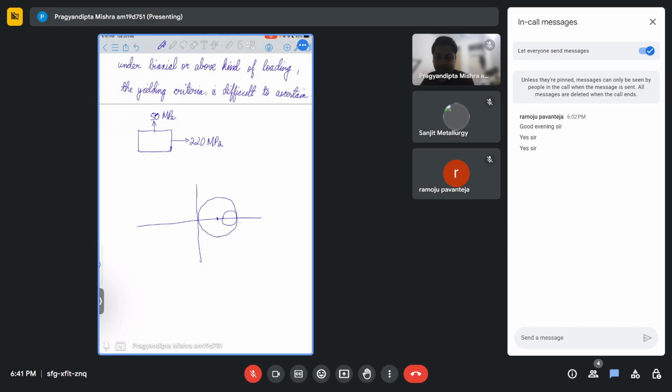Okay, so essentially what is happening here is your size of the Mohr circle, the complete size of the Mohr circle, is determining whether yielding will take place or not.